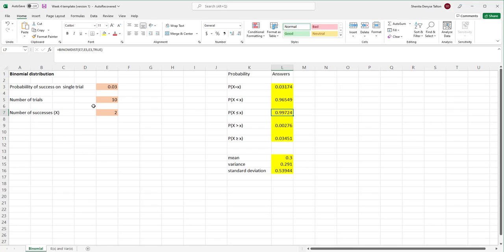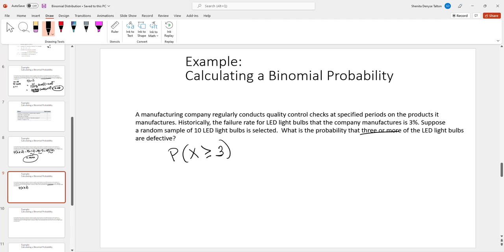When I do it in my Excel, this time I want 3. Change that to 3 over here. These numbers over here would change, and I want greater than or equal to. That's this one here, and I get 0.00276. You can just round that. So the probability that there are 3 or more LED light bulbs that are defective is 0.0028.